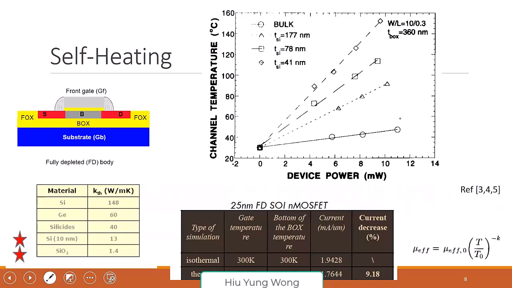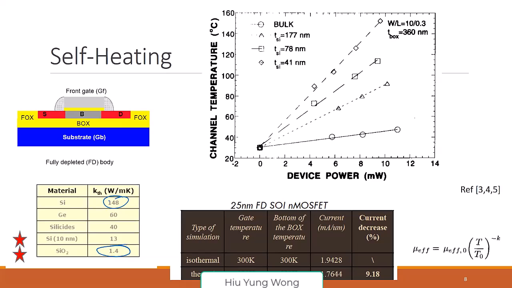Now, if not, then let's go to self-heating. Someone asked this a week ago on Piazza, and now eventually we reach here. So what is the problem of SOI? The problem is that the thermal conductivity of oxide is very low. Silicon is 148 watts per meter-kelvin. This is thermal conductivity. It tells you how fast they can transfer heat, right?